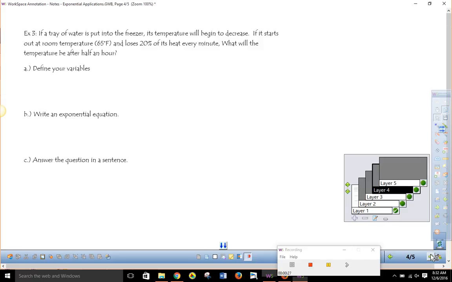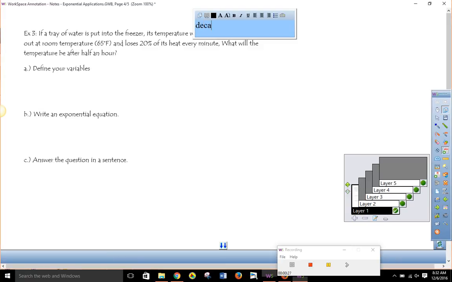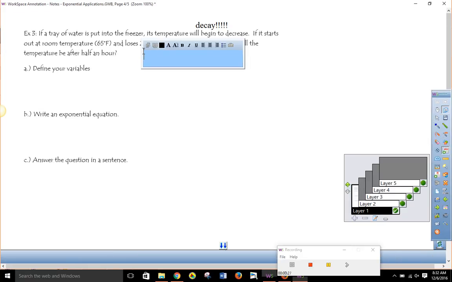If a tray of water is put into a freezer, its temperature will begin to decrease. So right away, you need to know that this is decay. Okay? Because it's decreasing. If it starts out at room temperature, 65 degrees, there you go, that's your initial, so you know that your Y value here is going to be temperature in degrees Fahrenheit, and loses 20% of its heat every minute. So instead of doing that 1 plus, we are going to do 1 minus. This means 1 minus because it's decay.